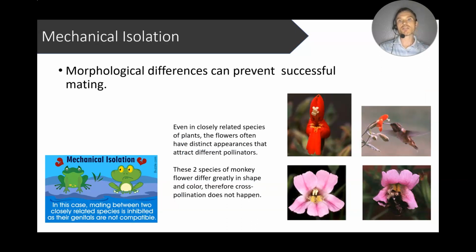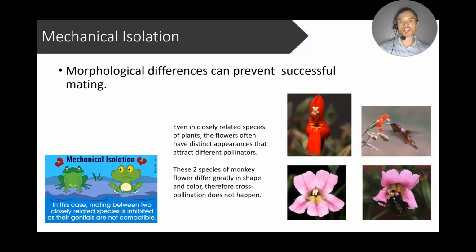And the next one is mechanical isolation. So these are morphological differences that prevent mating from occurring. So up until this point, we have prevented mating or courtship from happening. This mechanism, mechanical isolation, and gametic isolation, happen after mating occurs.